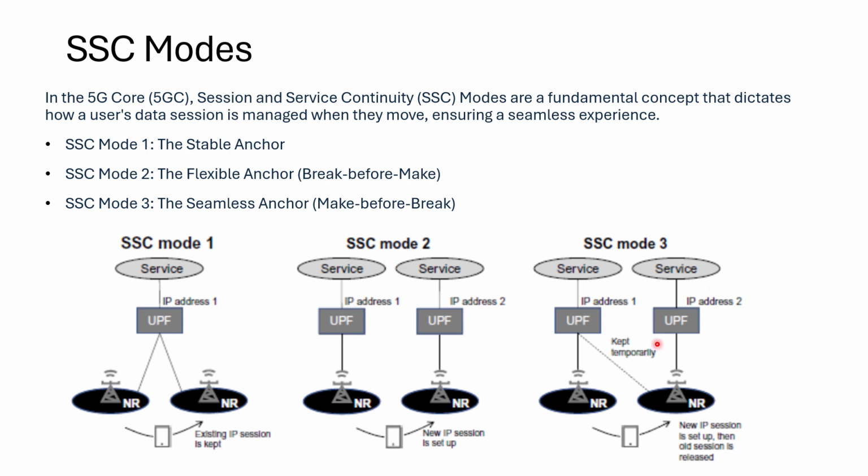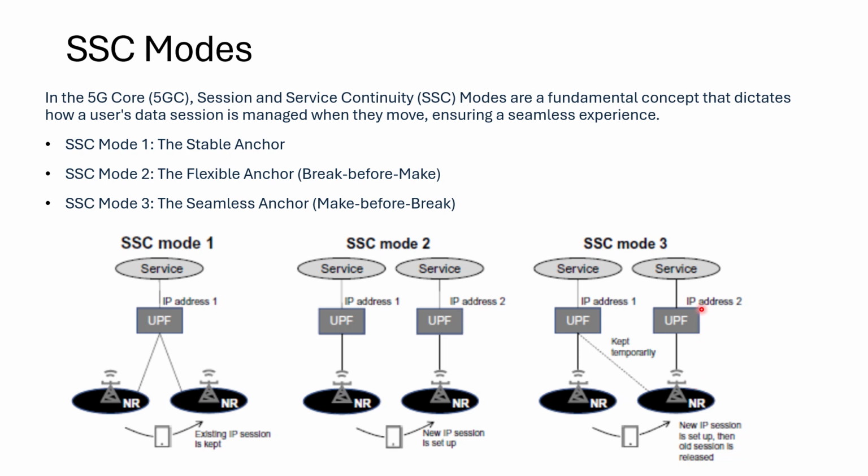Then we have SSC mode 3, that is the make before break approach. In mode 2 the goal is to move the anchor point to a closer UPF to optimize routing. However, mode 3 ensures there is zero downtime. As the user moves, the network provisions a new PDU session with the new UPF while the old session is still actively passing traffic. For a brief period, the UE holds two active sessions with two different IP addresses, that is IP address 1 and IP address 2.